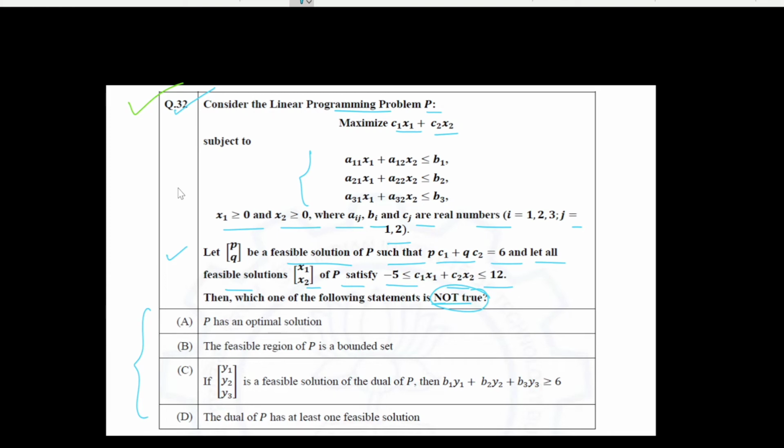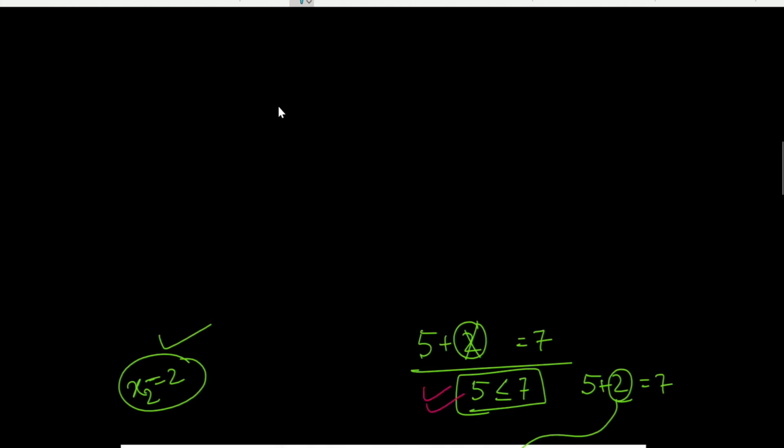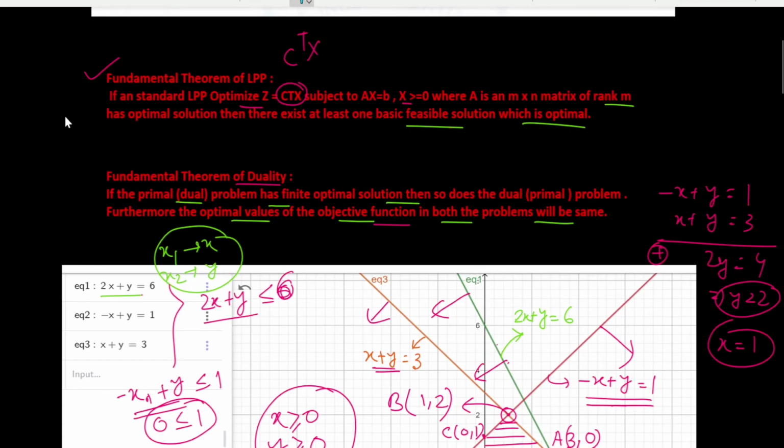Now here we use the fundamental theorem of linear programming problem. The fundamental theorem of linear programming problem says that, for the standard LPP optimize z equal to c transpose x subject to Ax equal to b, x greater equal to 0, where A is an m by n matrix of rank m, if it has an optimal solution, then there exists at least one BFS, that is basic feasible solution, which is optimal.